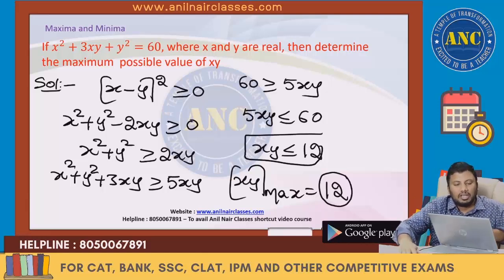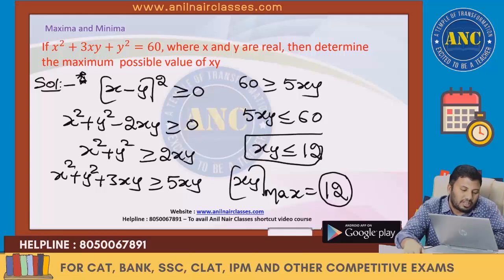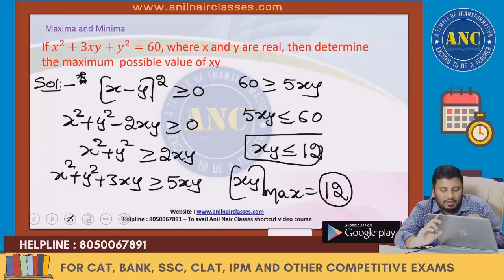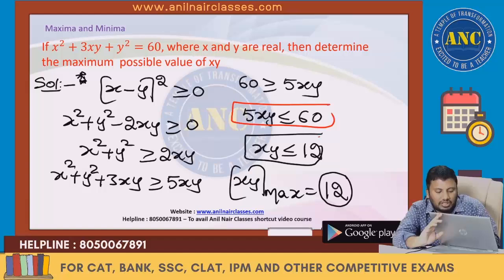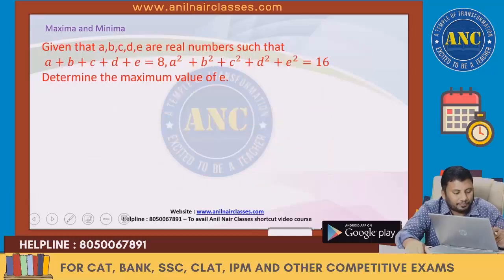Different model. X minus y whole square, any square function is greater than or equivalent to 0. So x square plus y square minus 2xy is greater than or equivalent to 0. So x square plus y square is greater than or equivalent to 2xy. Adding 3xy on both sides, 2xy plus 3xy is 5xy. X square plus y square plus 3xy is 60. 5xy less than or equivalent to 60. Xy less than or equivalent to 12. Xy maximum is 12. I hope this idea is clear.